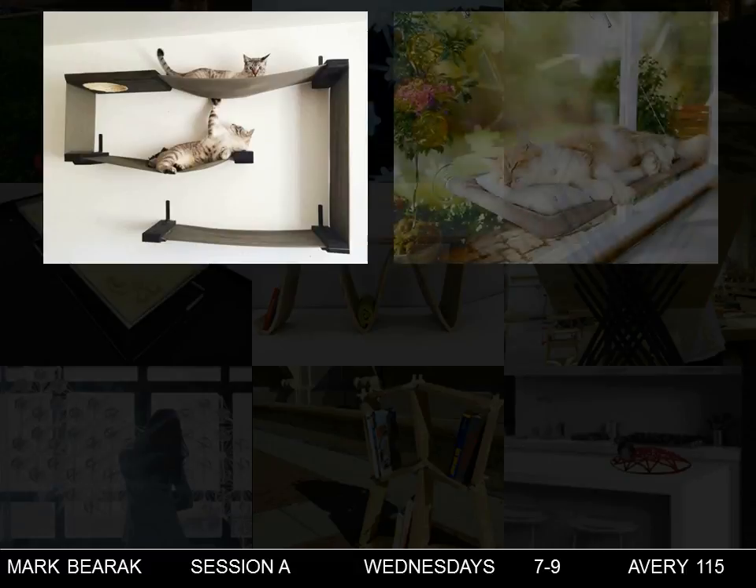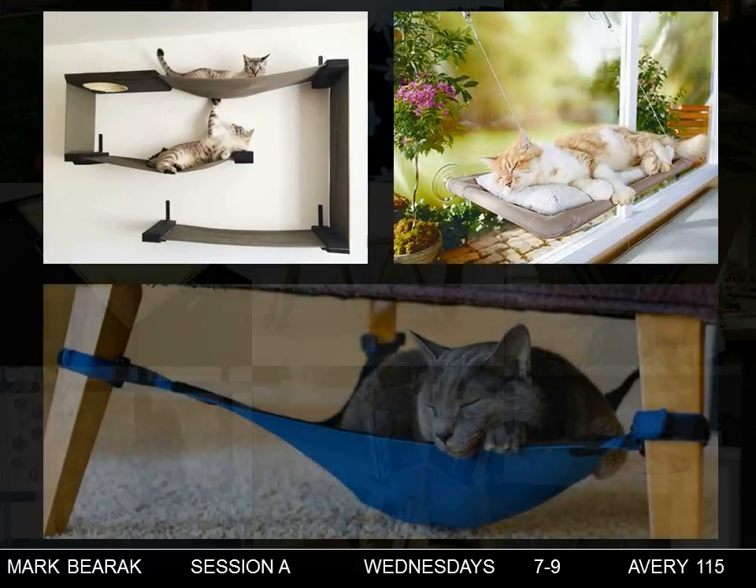Since I'm presenting this in video form, I'm legally obligated to present some cat pictures. Cat hammocks are certainly acceptable products.